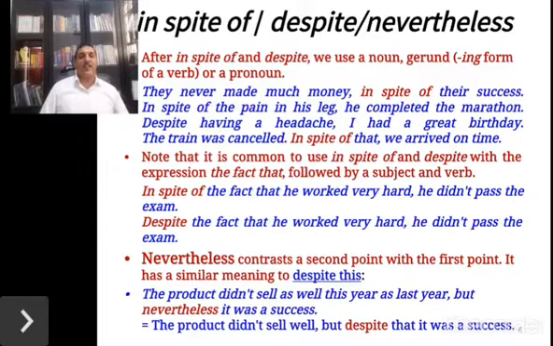So after nevertheless we could use a complete sentence, subject verb complement. Okay. The product, when we compare it with despite, the product didn't sell well, but despite that it was a success. We said after despite, if there is that word, we can complete the sentence with its full structure, subject, verb, and complement, if might be. Next.